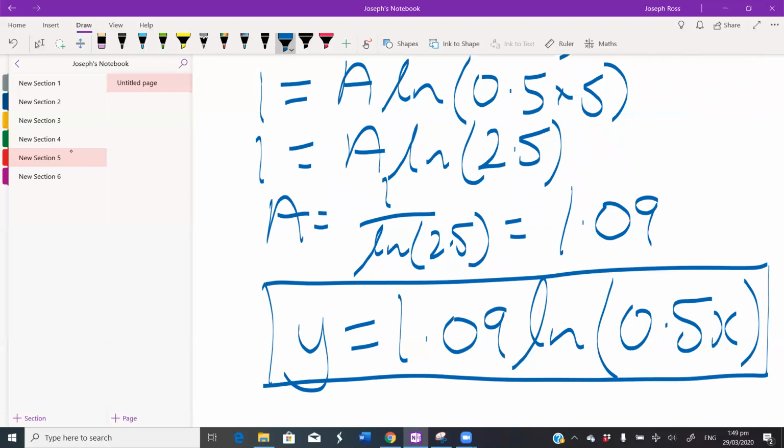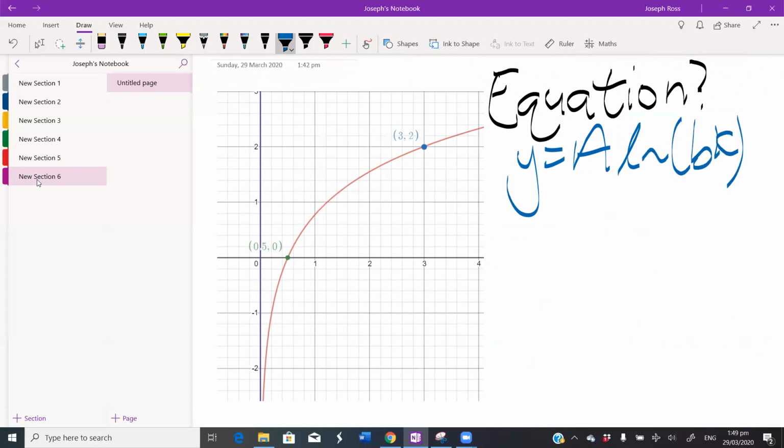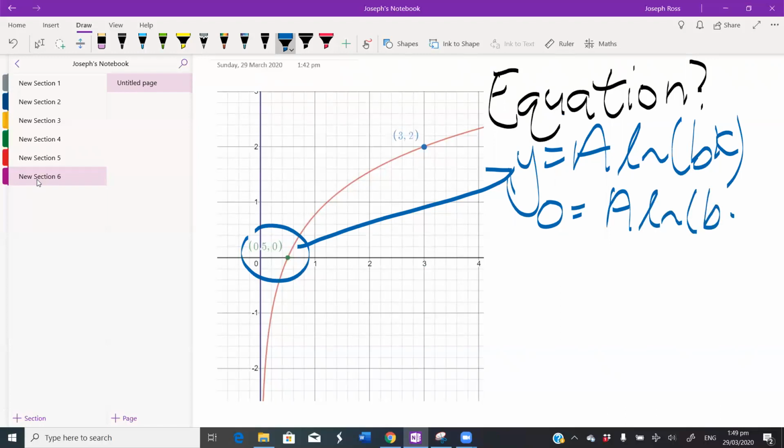Okay, so that's the equation, and we have another question to find the equation of the graph of. Again, we have 2 points: an x-intercept of (0.5, 0), and a y-intercept of (3, 2). So our general form is y equals a ln of bx, and if we substitute in (0.5, 0), then we get 0 equals a ln of b multiplied by 0.5, and then we will need to work out the value of b first.